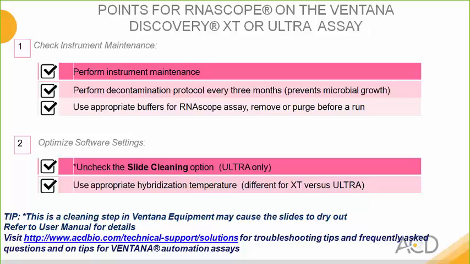In regards to optimizing the software settings, for the Ultra only, we recommend that you uncheck the slide cleaning option and that you're using the appropriate hybridization temperatures, as this may differ between the XT and the Ultra models. Again, please refer to the user manual online. We do have one available for either the XT platform or the Ultra.